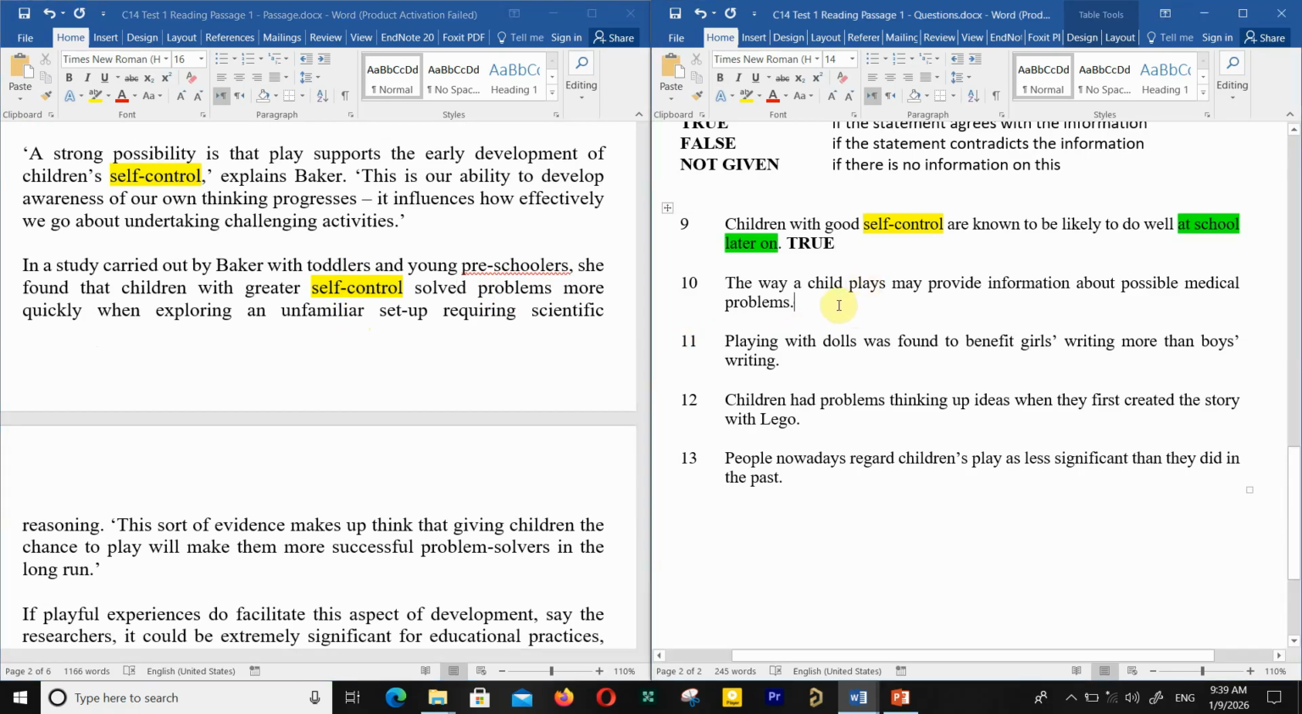So question number 10: the way a child plays may provide information about possible medical problems. So medical problems is a great phrase to look for. Maybe they use some paraphrase, for example, something relating to health or some kind of illness. I don't know, but you had to imagine this. You had to prepare for it. You had to predict what is going to be the paraphrased version of medical problems.